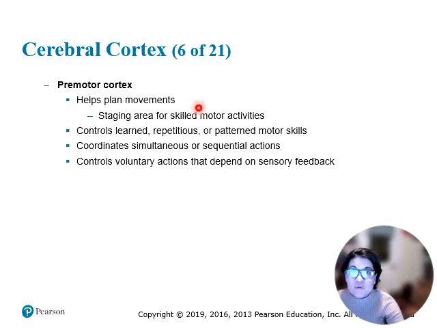Okay, so then the premotor cortex is just anterior to the motor cortex, the primary motor cortex. This is for learned, repetitious, patterned motor skills, sequential actions, voluntary actions that depend on sensory feedback.